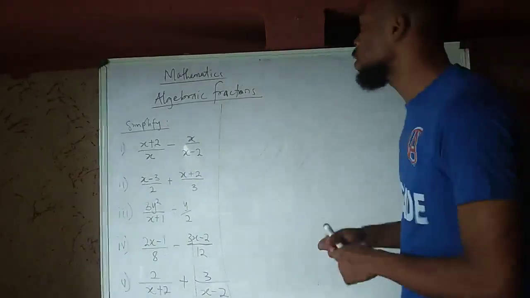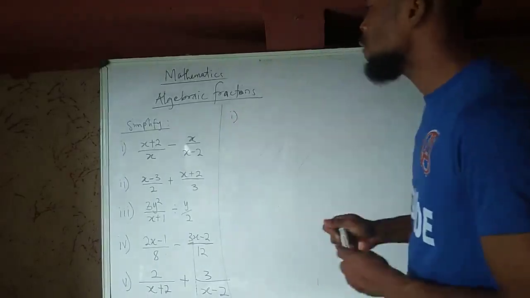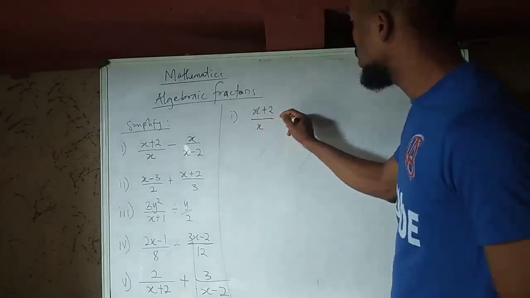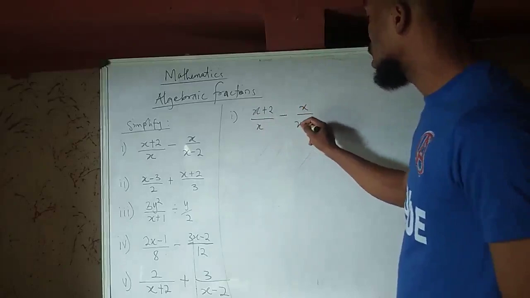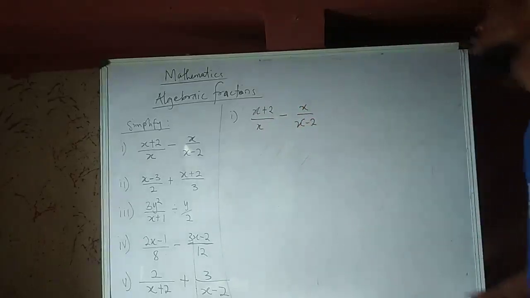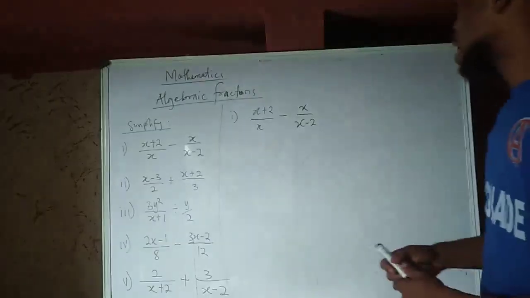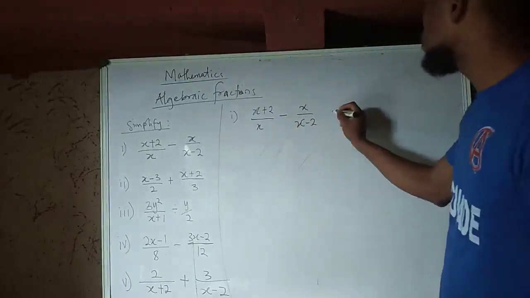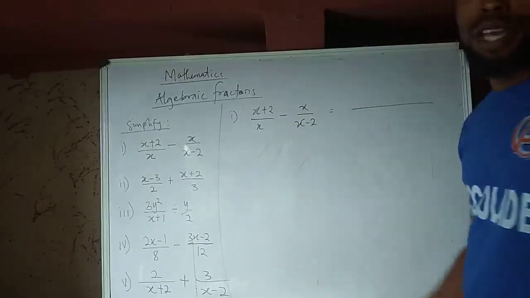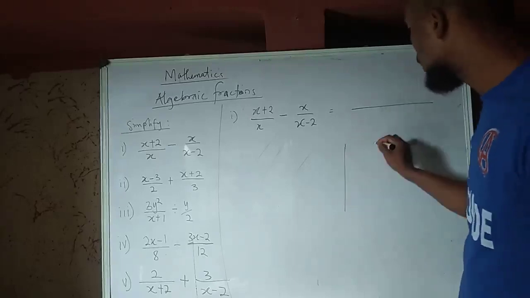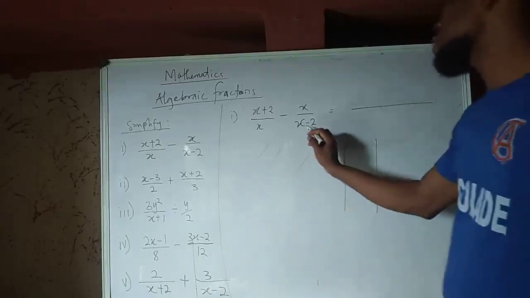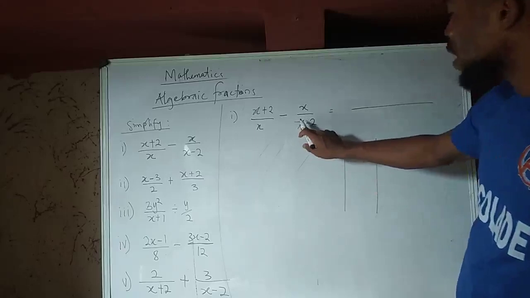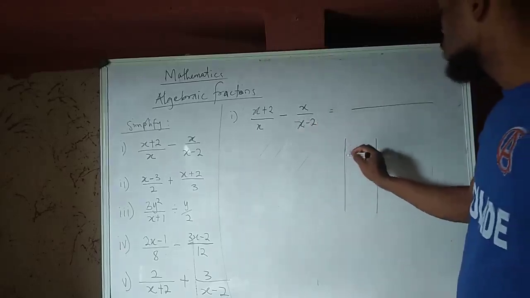All right, so I start with the first one. On this first one, we have (x plus 2) divided by x, minus x over (x minus 2), as you can see. So just the same procedure: get the LCM. That's the first thing. So let's get the LCM of x and x minus 2. Now, in getting the LCM of this kind of problem, remember this denominator is a binomial. It has two terms, x and 2 here. So let's go with getting the LCM.